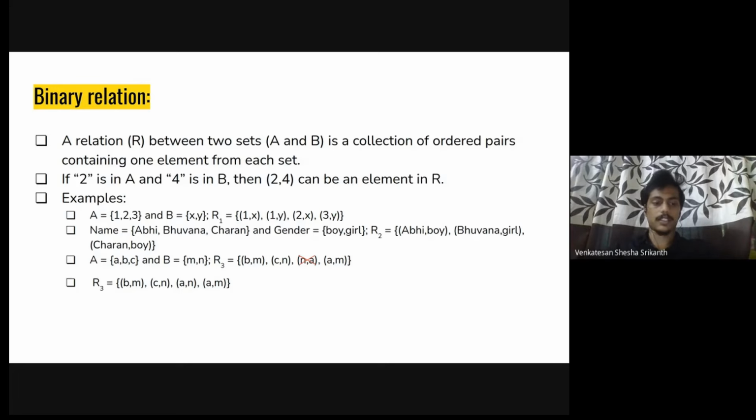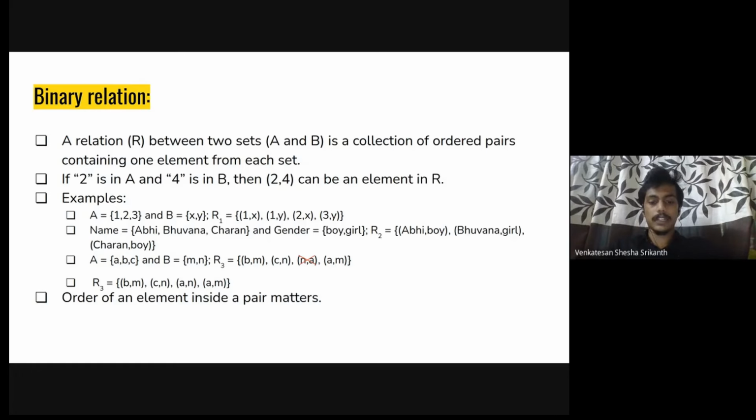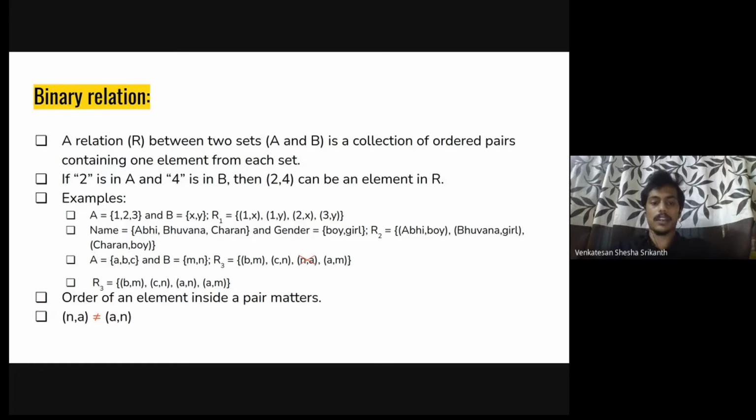Yes, right. So what we observe is that the order of elements inside a pair matters. Here in our pair (n, a) or (a, n), order matters. (n, a) is different from (a, n). That means the element (n, a) is not equal to the element (a, n). So this is a binary relation, and these are examples of a binary relation.